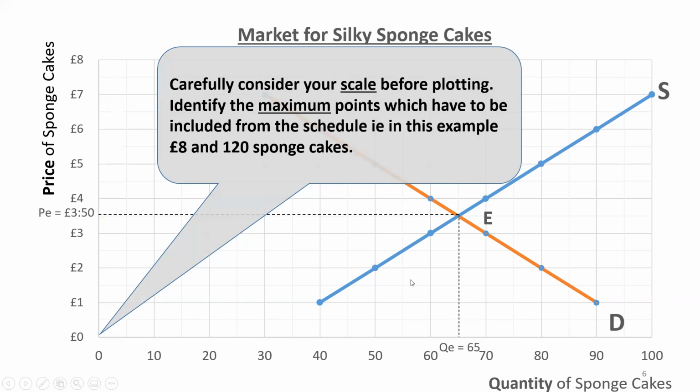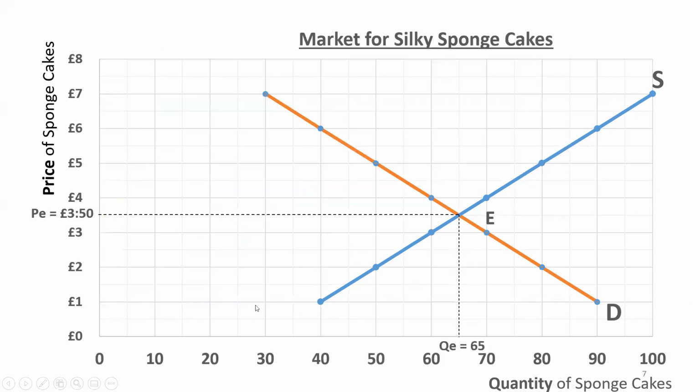We then plot the supply curve. We know at £1 the quantity supplied is 40, at £2 the quantity supplied is 50, at £3 the quantity supplied is 60. So we'll plot those points first of all, then we'll connect them to get the supply curve. Remember, supply slopes up to the sky. So from left to right, we've got an upward sloping supply curve.